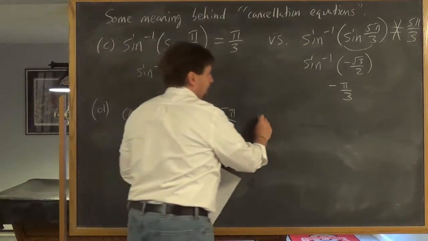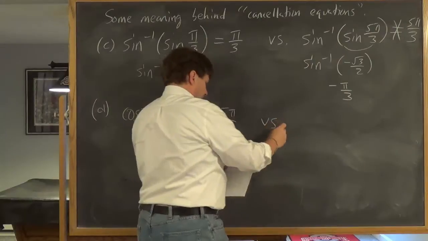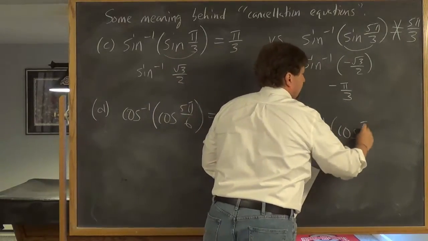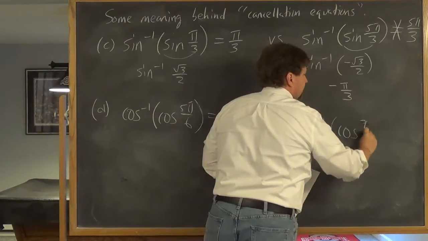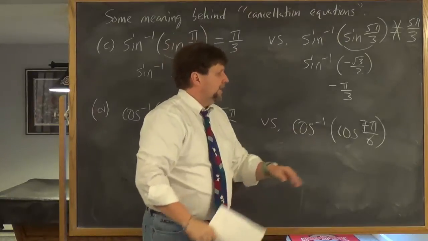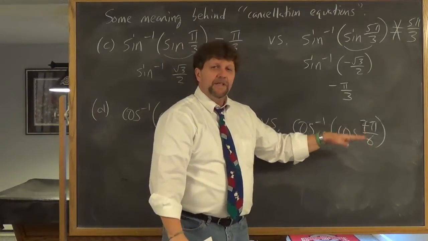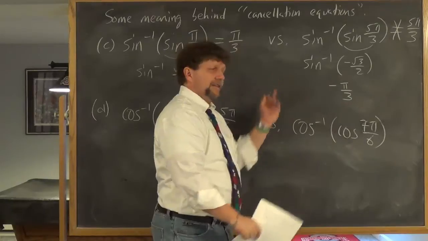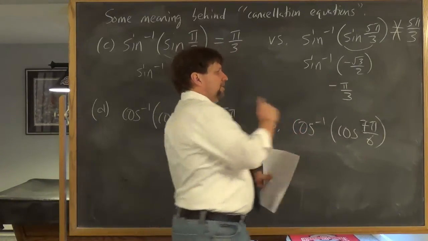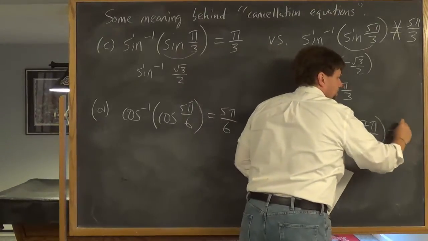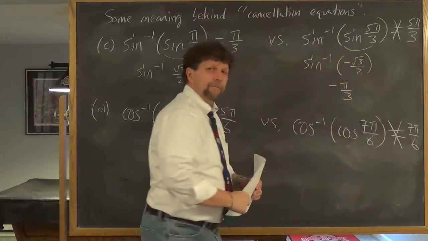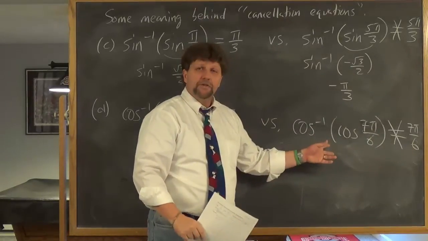But let's compare that to the inverse cosine of cosine 7 pi over 6. Okay, 7 pi over 6 is not between 0 and pi. It is not on the top half of the unit circle. It's down there in quadrant 3. So this will not, big X, it does not equal 7 pi over 6.